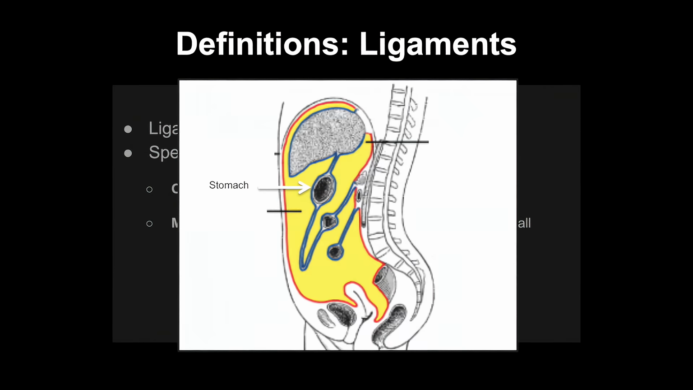Let's look at this same diagram that we were looking at on the last slide. We can see that there are multiple peritoneal ligaments. All of these are double layers of peritoneum. Here we've highlighted one of them in red. And now we've highlighted the others on this diagram in red.